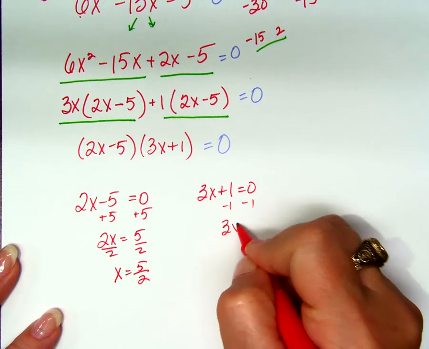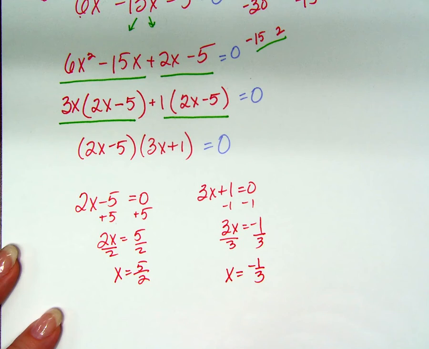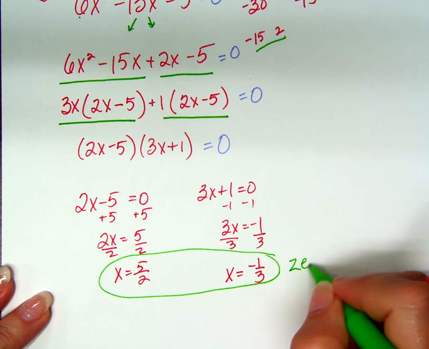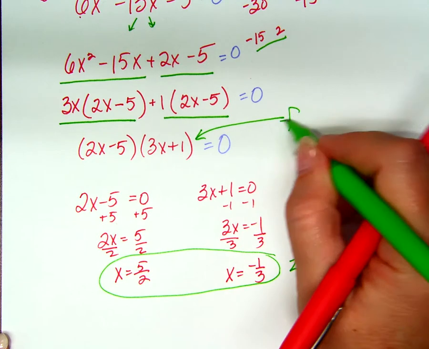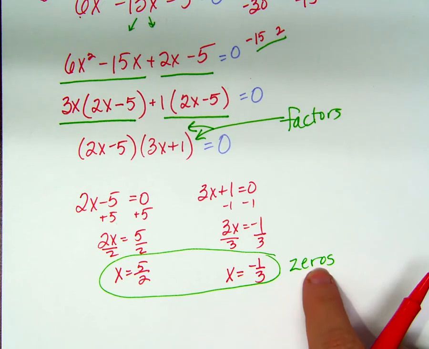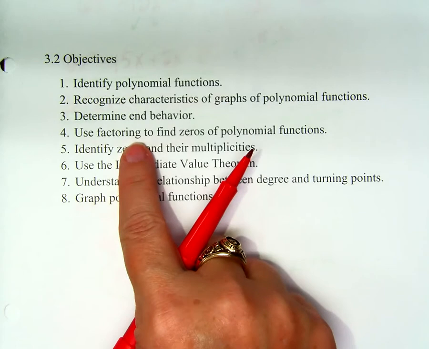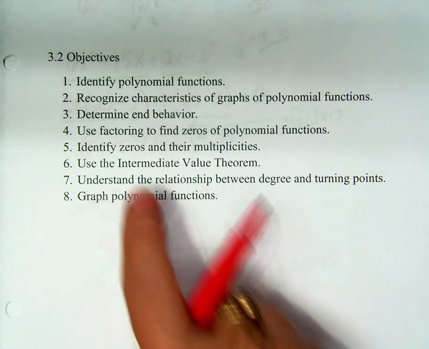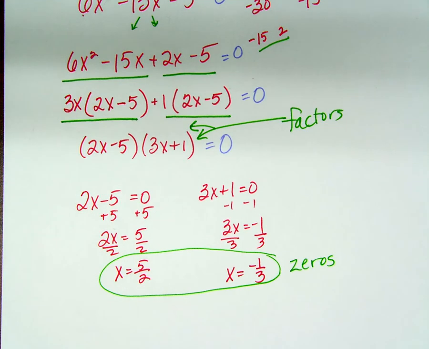Same thing here. Dividing by 3 on both sides gives me x equals negative 1/3. And these values right here are my zeros. These two are my factors, but these are the zeros that come from those two factors. So it's just remembering all the factoring rules that we talked about before to factor to find the zeros of the polynomial.